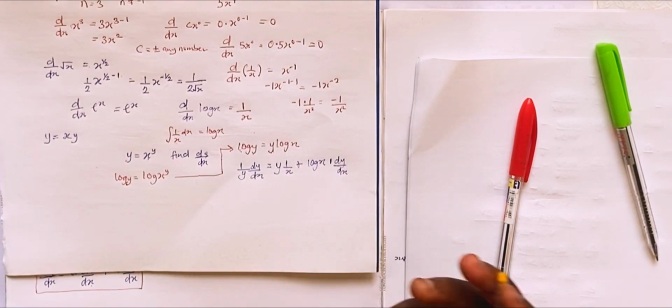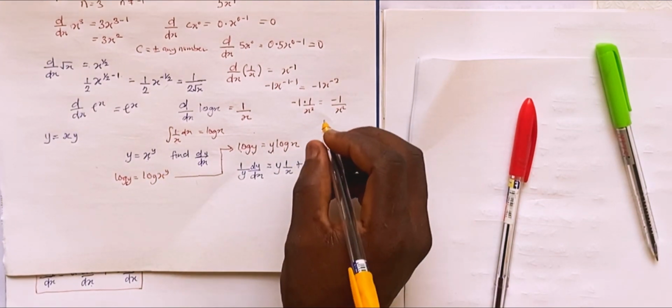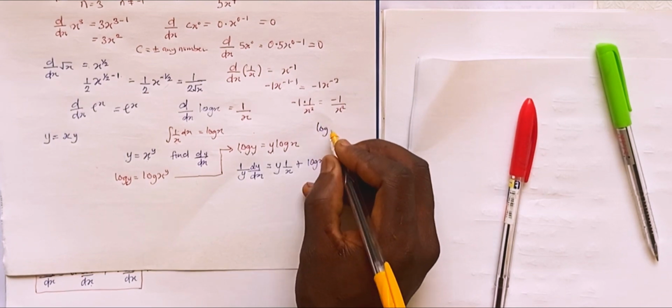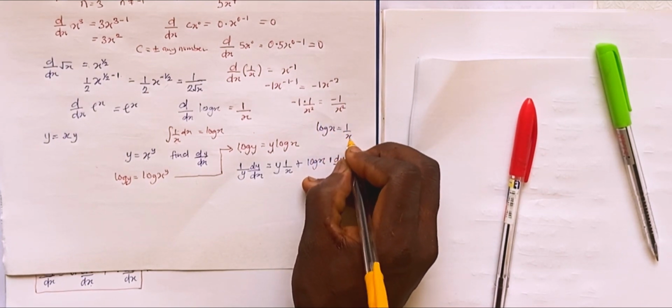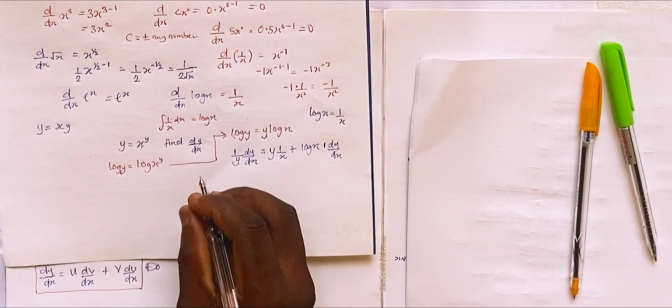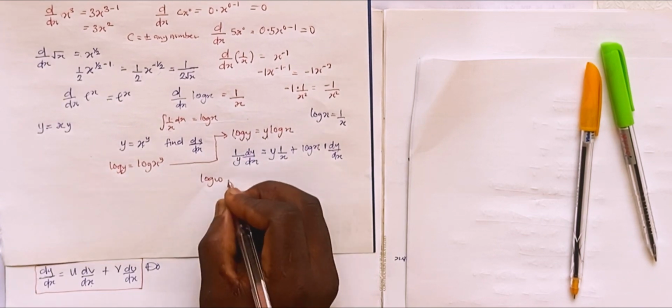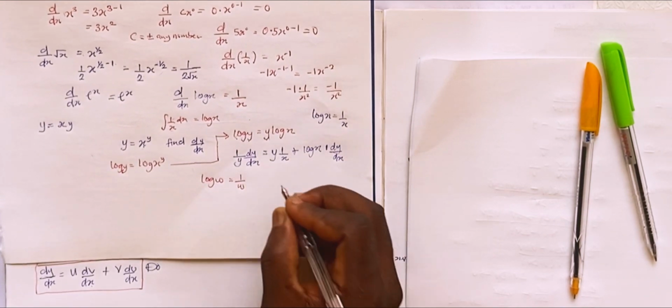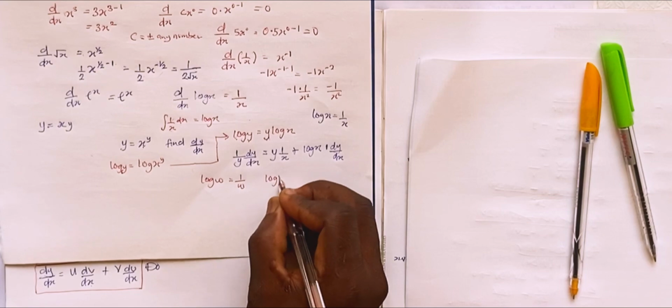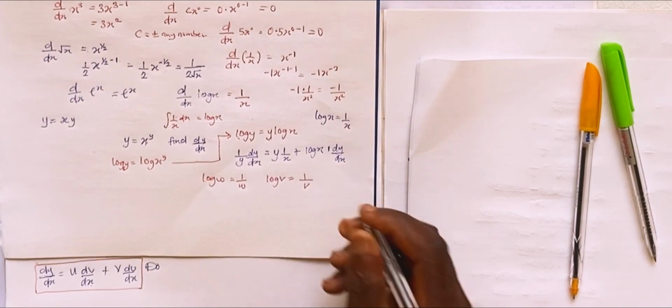So that means whenever you are differentiating the log of an independent variable, like log x, that is 1 over x. Whenever you are asked to differentiate log w, it is 1 over w. Whenever you are asked to differentiate log v, it is 1 over v. It will be the inverse of the function.